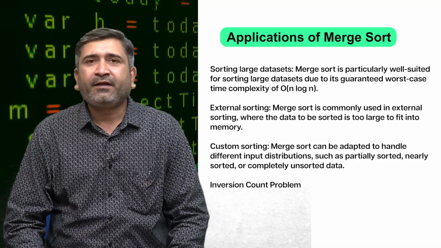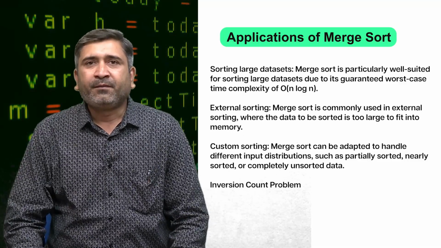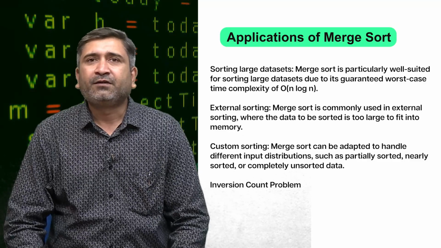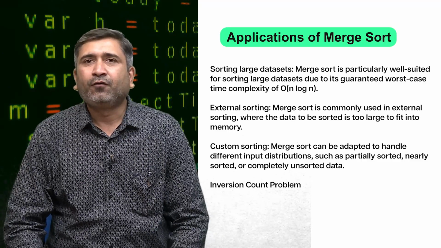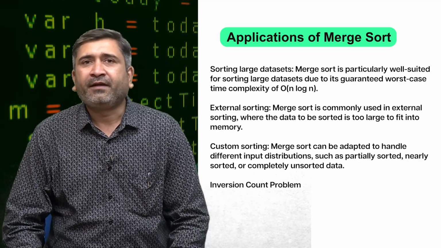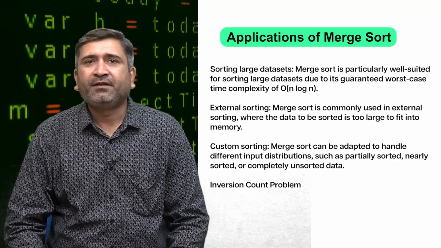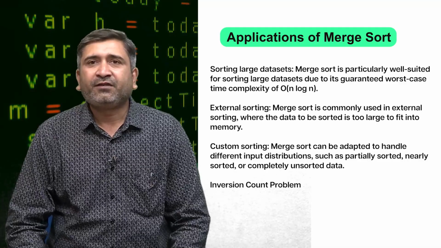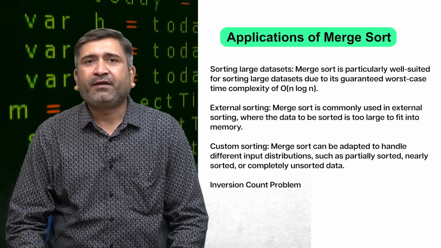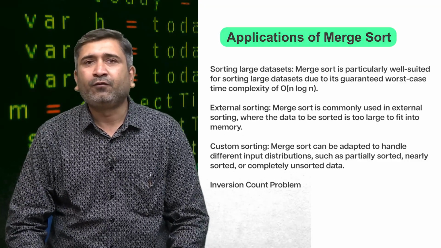External sorting is another application area. Merge sort is commonly used for external sorting, where the data to be sorted is too large to fit into memory. For custom sorting, merge sort can be adapted to handle different input distributions such as partially sorted, nearly sorted and completely unsorted data, and it is also very useful in inversion count problems.